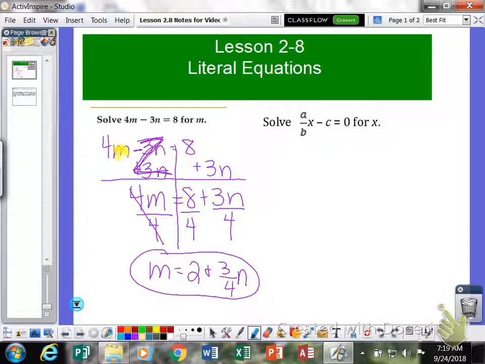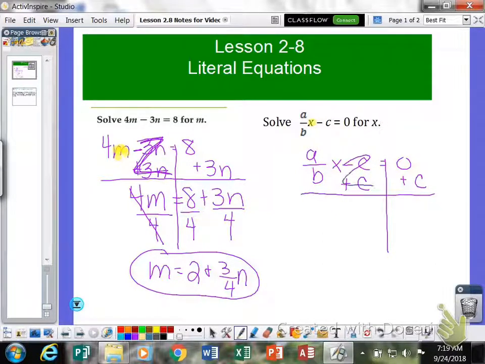So in a over b x minus c equals 0, I want to solve for x. So I've got to get that by itself. Again, I want to rewrite my problem just because I like to have room. What I want to do is get rid of the c, so opposite operation, opposite operation. They zero out, leaving me with a over bx equals 0 plus c, or c, because 0 plus anything is that number.